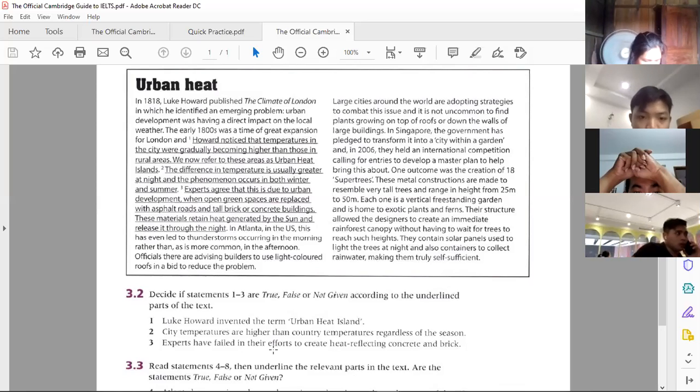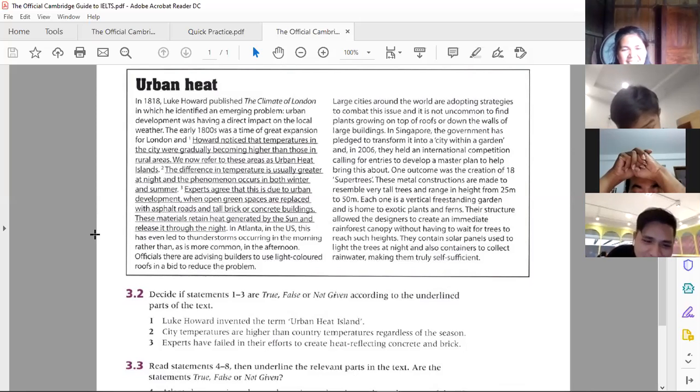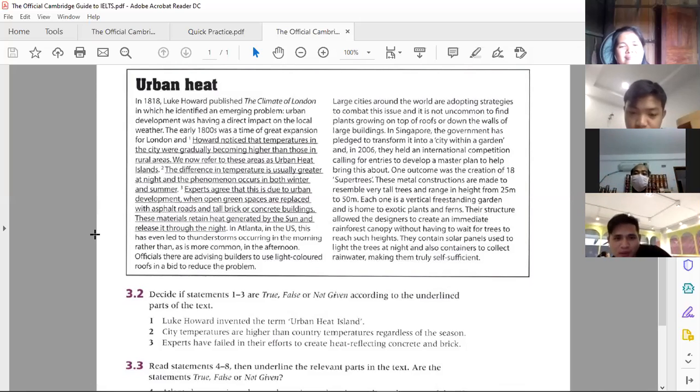Last one: experts have failed in the efforts to create heat reflecting concrete and brick. The last part from experts until the night. True, false, or not given? Not given. Why, Nam, not given? Because I cannot find it. Because they failed in their effort. This word, I don't think they give any information or clue on this word.